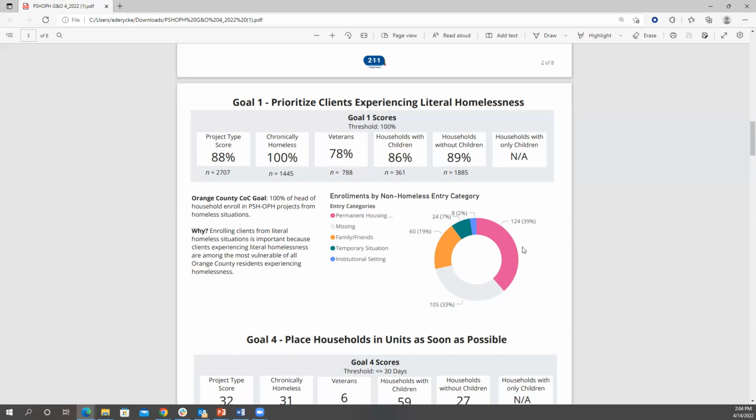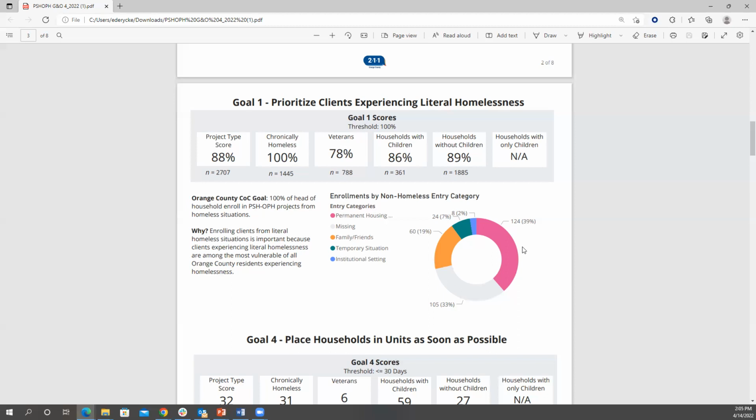But in order to track that in HMIS, the enrollment dates should line up. So when the enrollment in the first project ends, the exit date should be the same as the project start date in the new project, because there shouldn't be any gap in the clients being served. It should be back to back.